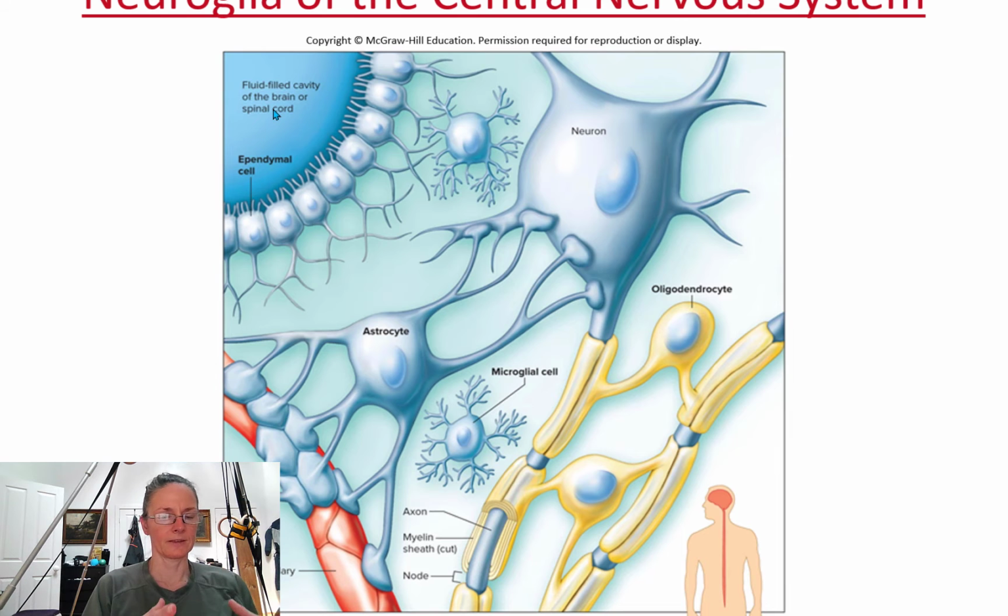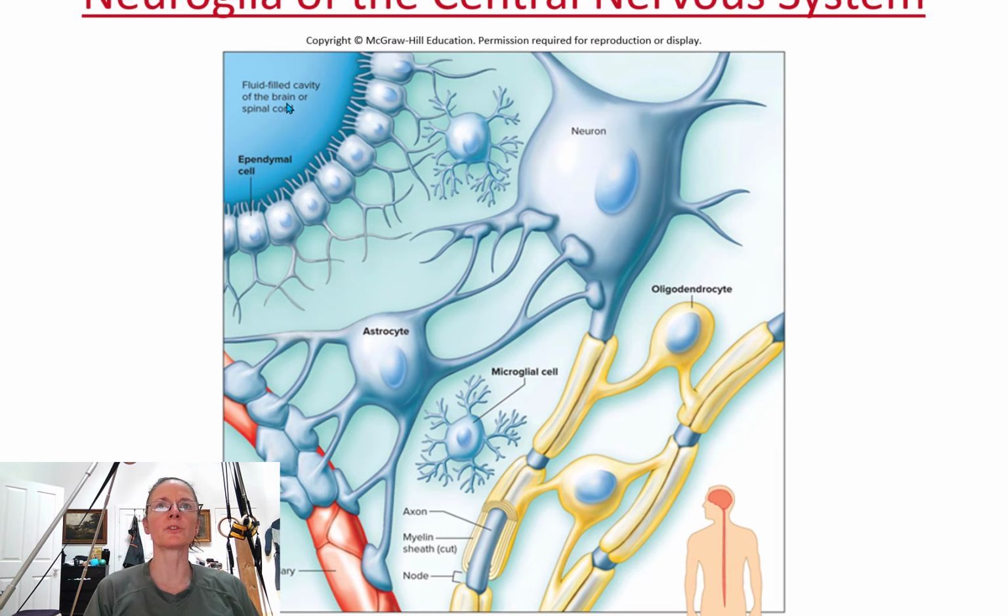And then we're going to have a series of coverings of the brain and spinal cord called meninges. And the cerebrospinal fluid also flows through that. And we'll see that the cerebrospinal fluid has many important characteristics and properties for the central nervous system.